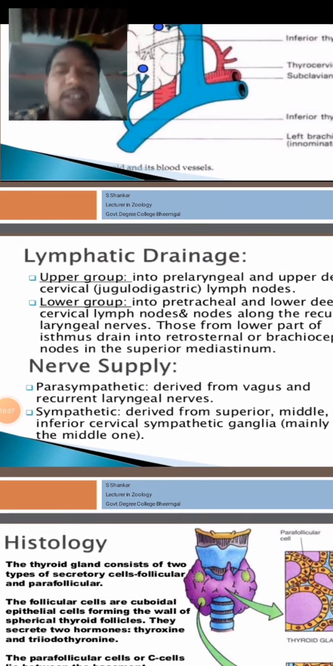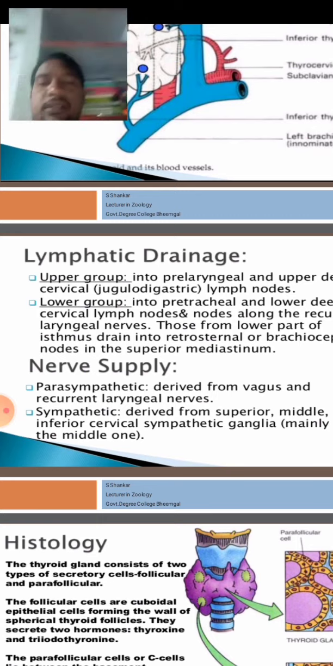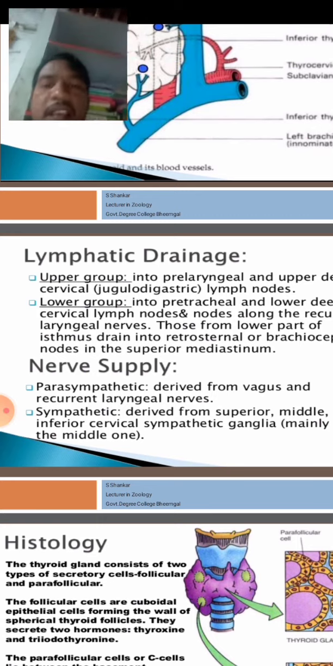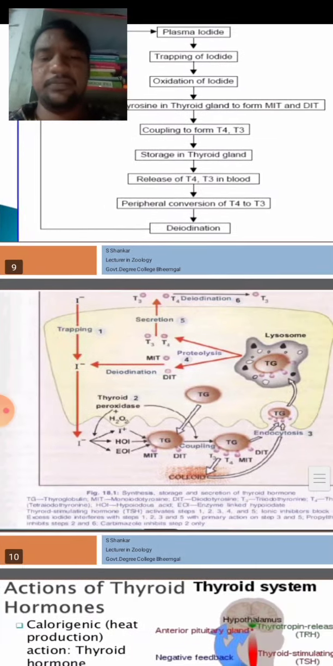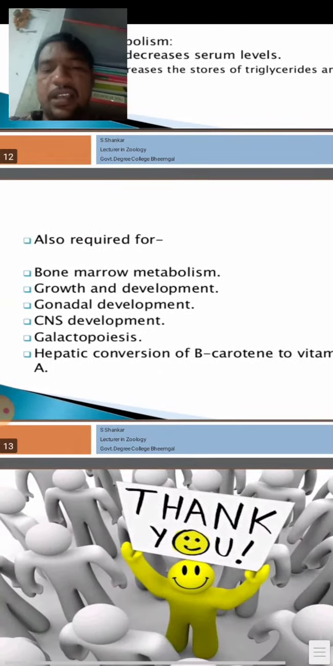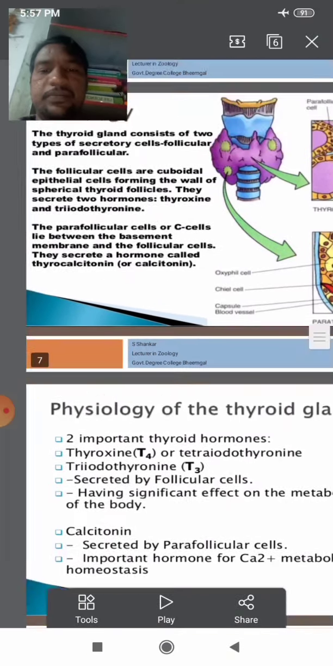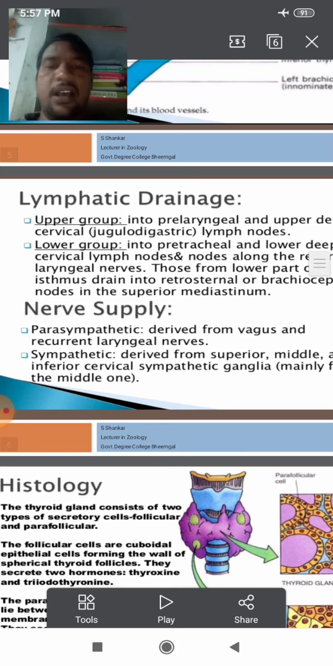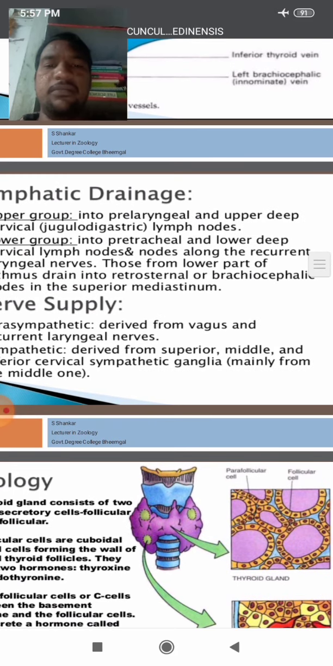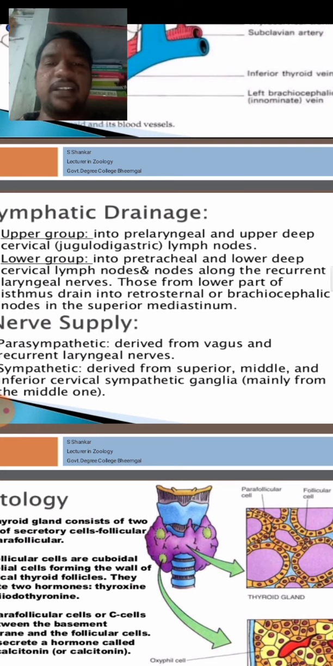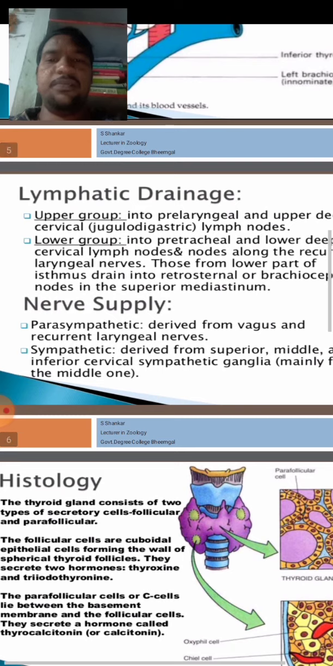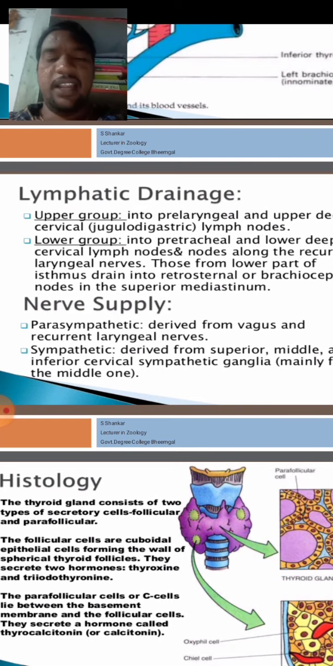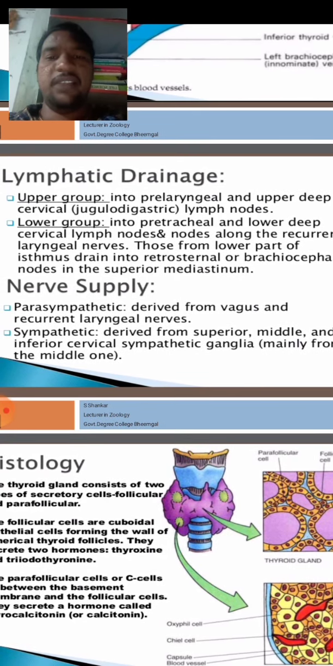Lymphatic drainage: upper group and lower group. The upper group drains into the pre-laryngeal and upper deep cervical lymph nodes.